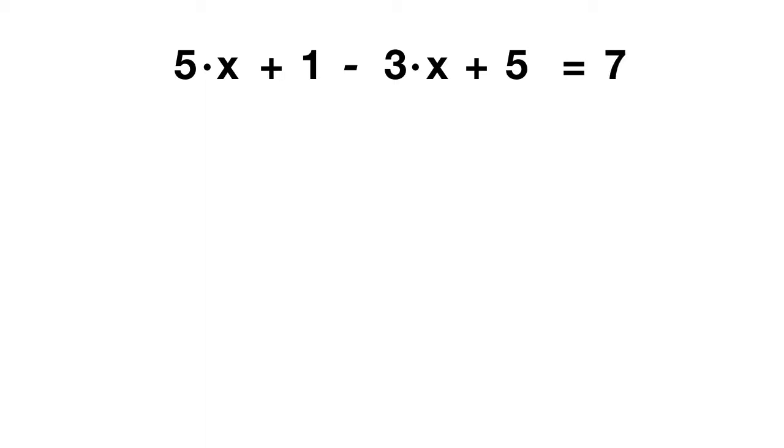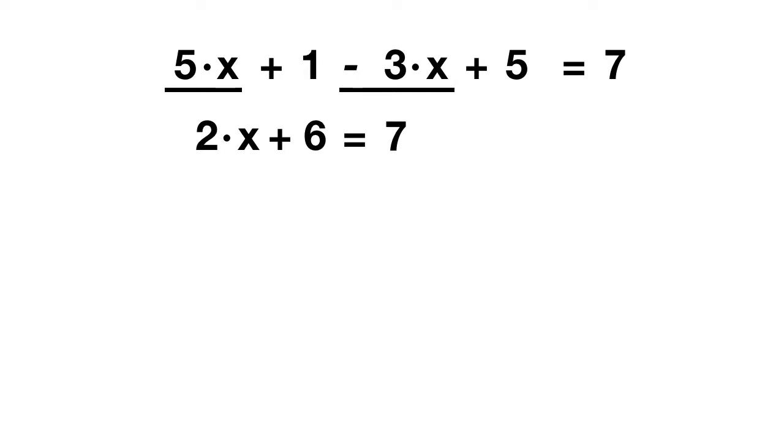Now here's your last problem for today. 5 times x plus 1 minus 3 times x plus 5 equals 7. What is x equal to? Well, we can start by simplifying 5 times x minus 3 times x. And 5 minus 3 gives us 2, so we'll have 2 times x. Then we can simplify plus 1 and plus 5 and squish it together to get plus 6. This is all equal to 7.